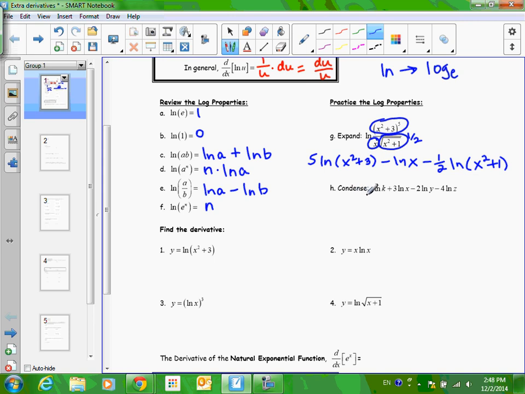Condensing. I want you to do this one on your own. Okay? You're going to condense it into a single logarithm. There are some minus signs there, so we're definitely going to have a fraction with a denominator. So go ahead and try to do this. This is just the reverse of what we just did. Do this part on your own.